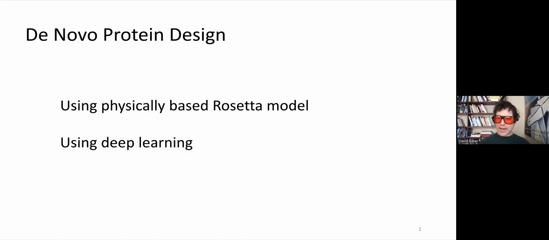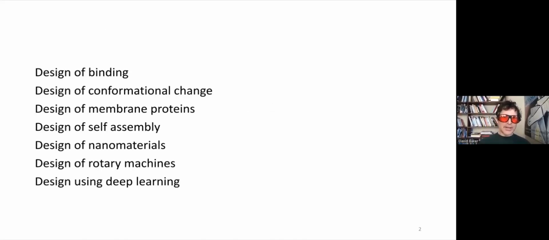So I put together a talk going through examples of what one can do now with de novo protein design using the physically based approach, and then in the second part talking about how deep learning is transforming everything. Some of the topics I could cover, and the top ones are mostly with the physically based approach, so I'm not sure they're so relevant to the workshop, are design of binding, conformational change, membrane proteins, self-assembly, nanomaterials, rotary machines, and then design using deep learning.